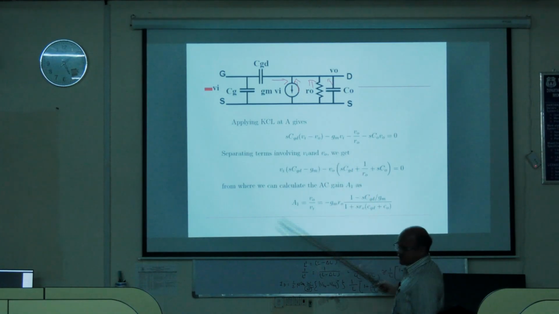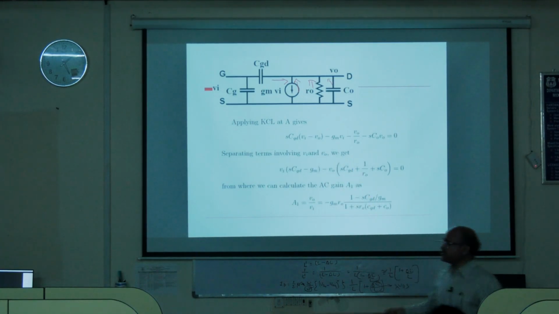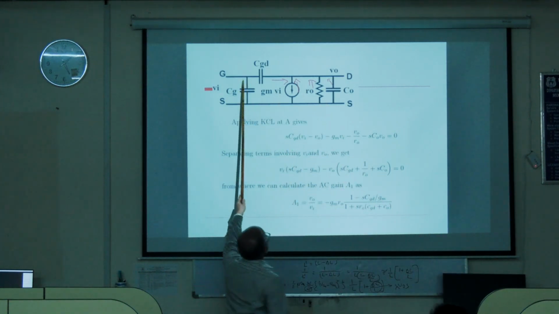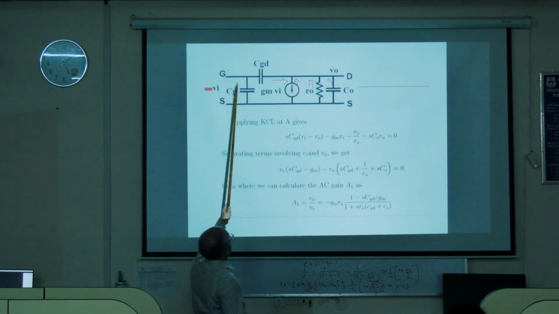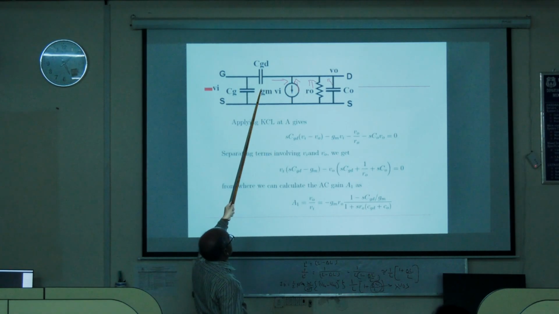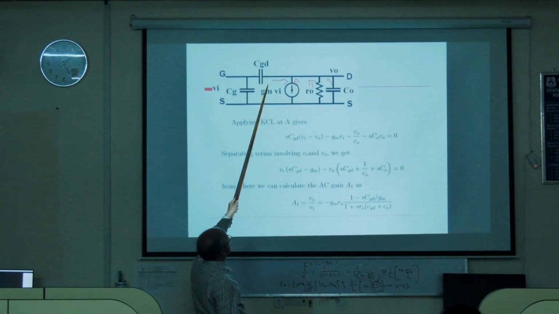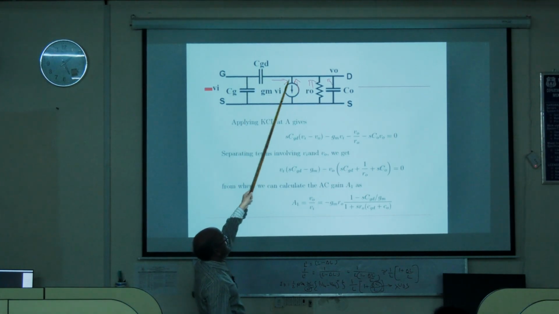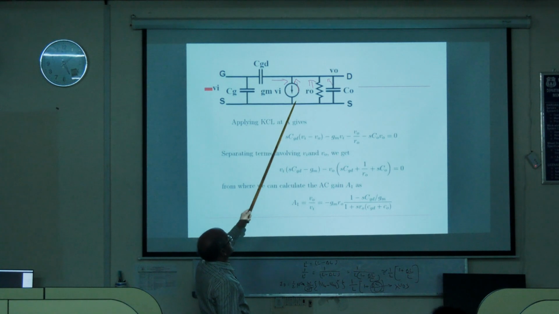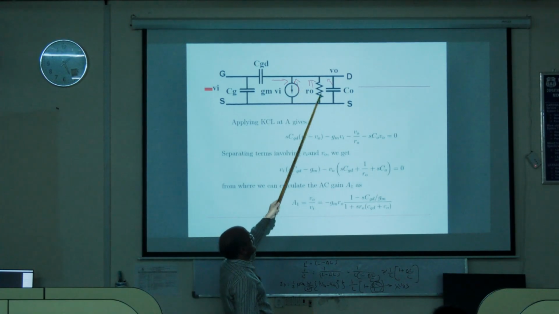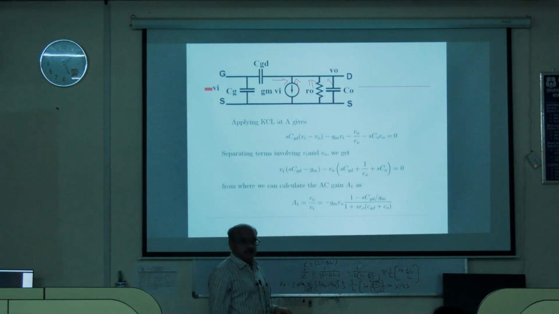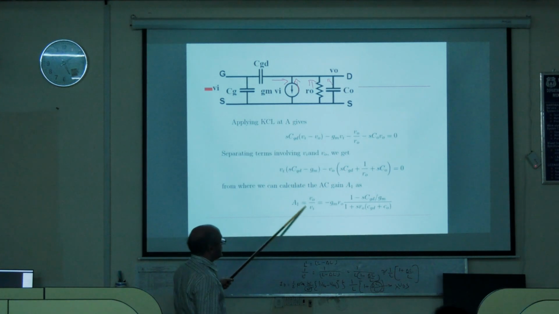Apply KCL now, you do this math from the beginning. I'm trying to go faster. So this is VI, this is V0, right? So VI minus V0 divided by 1 by S CGD. Okay, that becomes S CGD into VI minus V0. This is one current here, right? And the leading current here is GMVI, so minus GMVI. And what else? The other leading current is V0 divided by R0 and V0 divided by 1 by S C0. Okay, so if you solve, you will get gain as this.